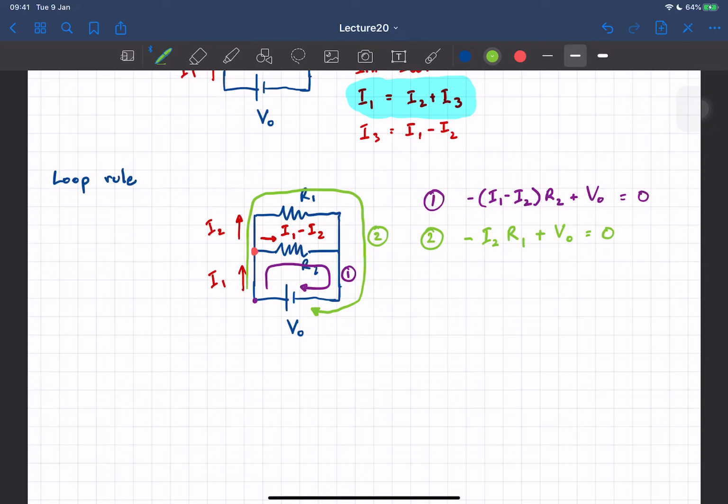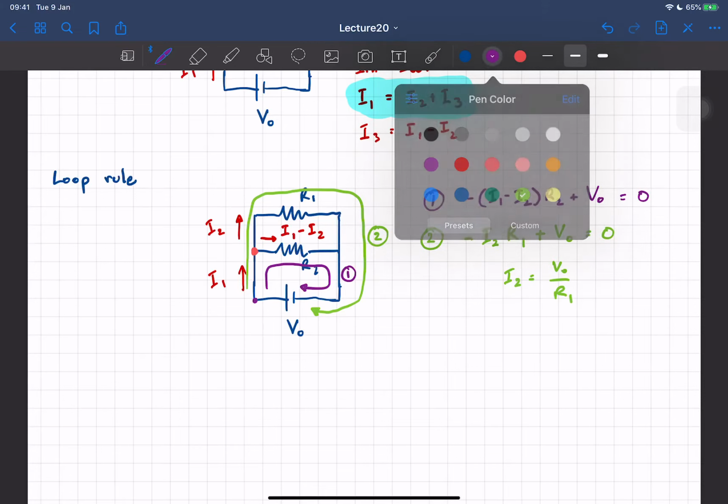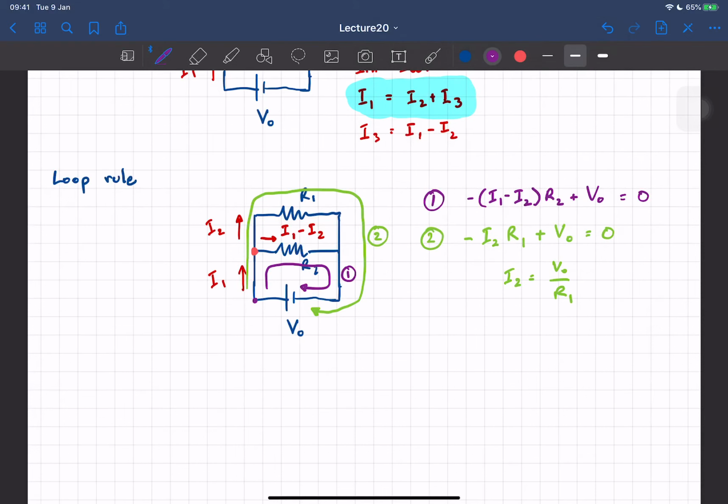So these two equations give you all you need to solve for I1 and I2. Okay, so we're going to do that. Let's solve for I2 here so that we can plug into the purple equation. So I2 is simply V0 divided by R1. Okay, so the first equation becomes minus I1 minus I2, where I2 is V0 divided by R1, times R2, plus V0 equal to 0 like this.